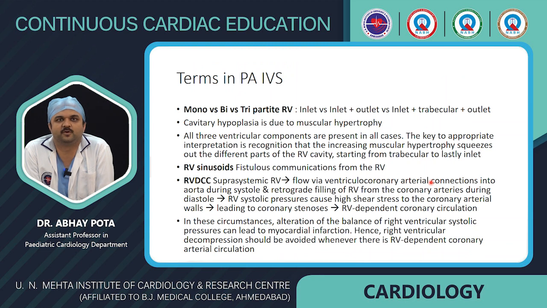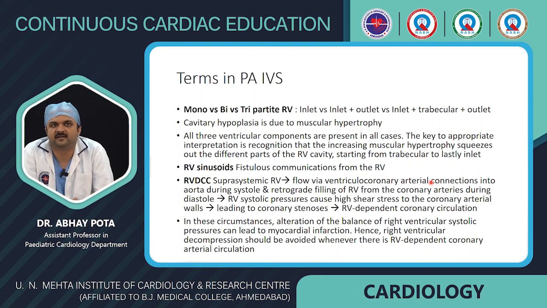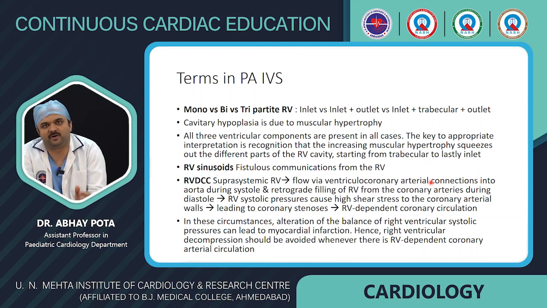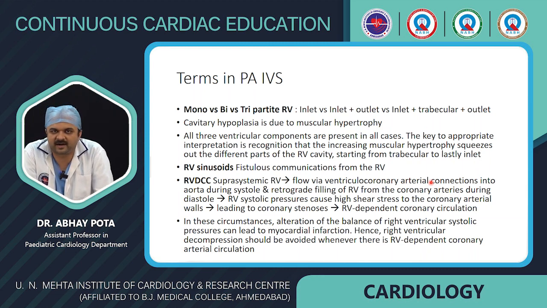So there are certain terminologies related to cases of pulmonary atresia with intact ventricular septum: monopartite RV, bipartite RV and tripartite RV. What do they mean? Monopartite RV means that only the inlet component is there. Bipartite RV means that only inlet and outlet components are there. While tripartite RV means that inlet, trabecular and outlet, all three components are there.